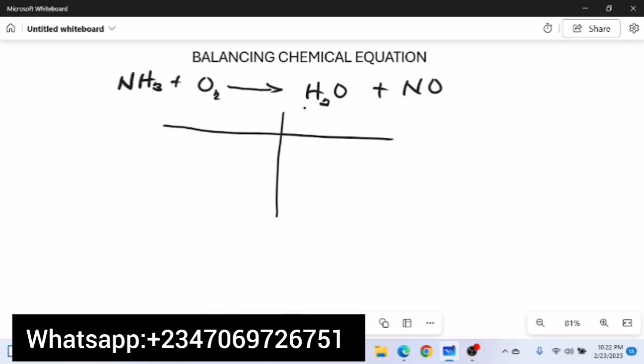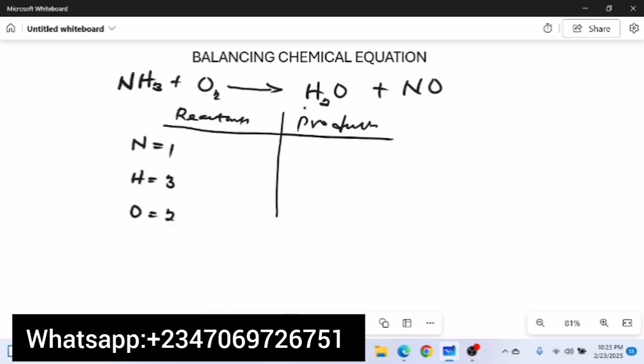So this represents the reactants, and this represents the products. Now, you pick out all the elements that make up the reactants. So I can start with nitrogen. How many moles of nitrogen do we have there? Simply 1 mole of nitrogen. I have hydrogen. How many moles do we have on the reactants? I have 3 moles of hydrogen. I have oxygen, and I have 2 moles of oxygen.